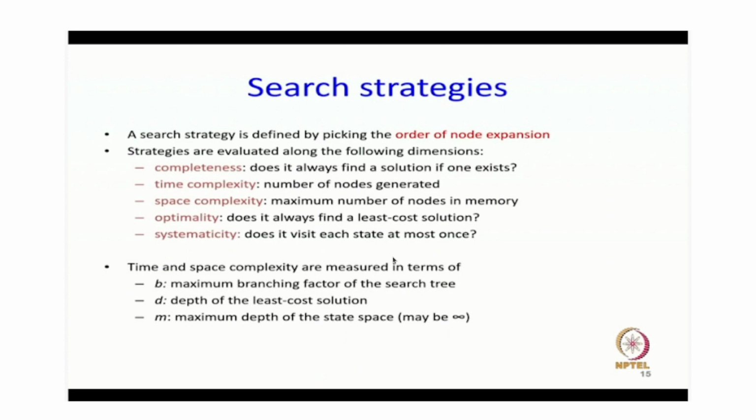Now the three symbols that we'll be using throughout the lecture are b, d, and m. What are b, d, and m? Let's understand that. b is the maximum branching factor of the search tree. Branching: given a node, how many branches it has. This gives you the sense of the branching. d is the depth of the least cost solution. m is the maximum depth of the state space, how deep the state space can go.